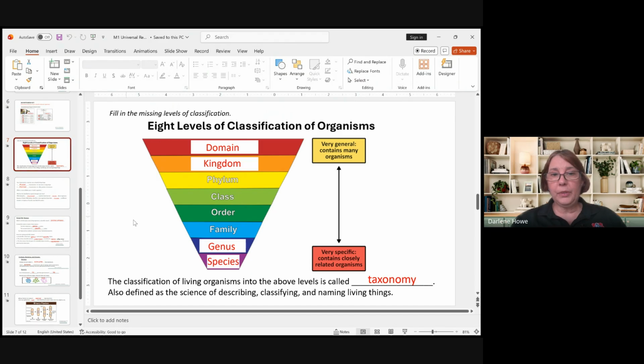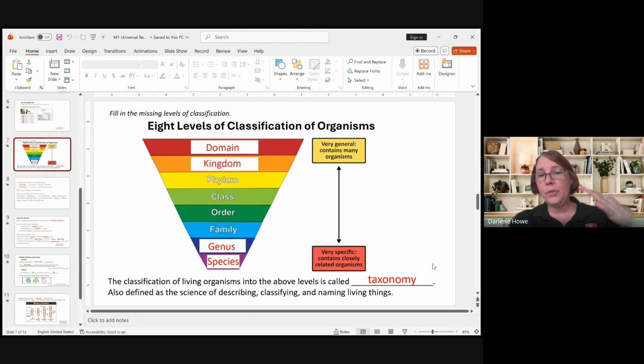Okay, so we're looking here at the 8 levels of classification of organisms. It says for us to fill in the missing levels of classification. And you can see on the side, there's a little yellow box that says very general, contains many organisms. And then the box on the bottom says very specific, contains closely related organisms.